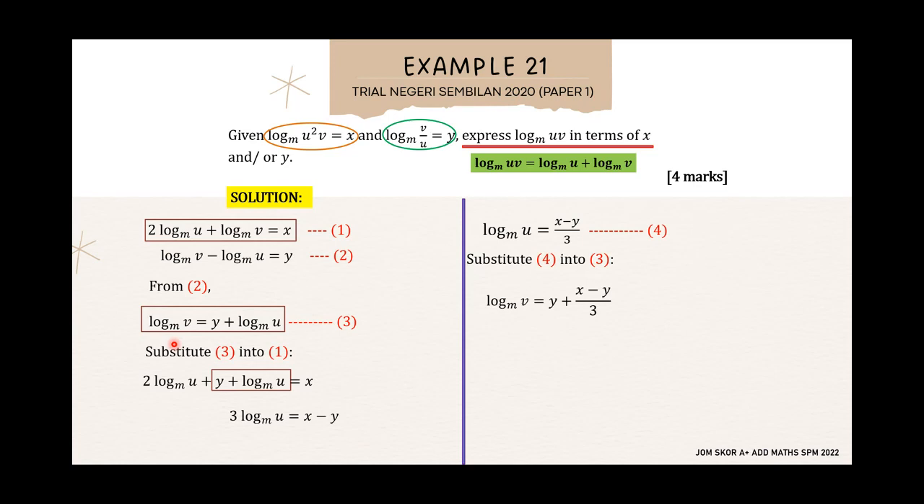Okay, terusnya substitute 4 into 3 in order to get the value of log v base m. Okay, so log v base m samalah juga dengan y tambah dengan log u base m. Okay, ini log u base m. Masukkan dekat sini.